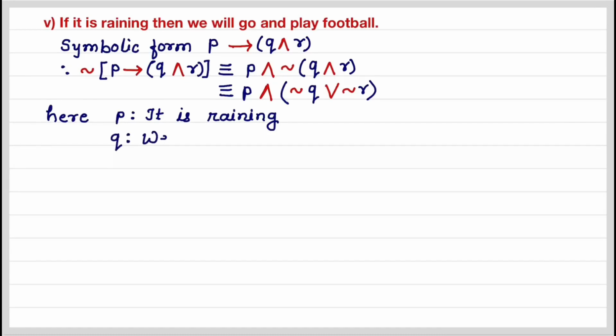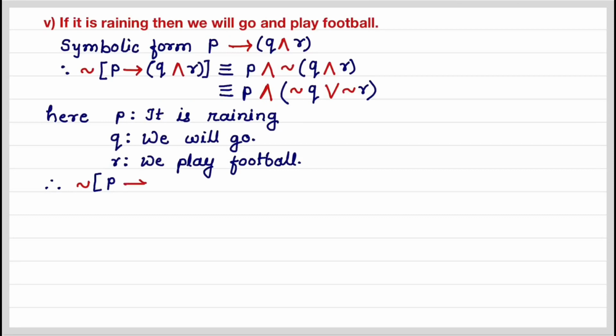We will write the statements. Statement P is it is raining. Statement Q is we will go. And R is we will play football. We require negation of Q and negation of R. Here Q is we will go, so its negation is we will not go. And R is we will play football, its negation will be we will not play football.